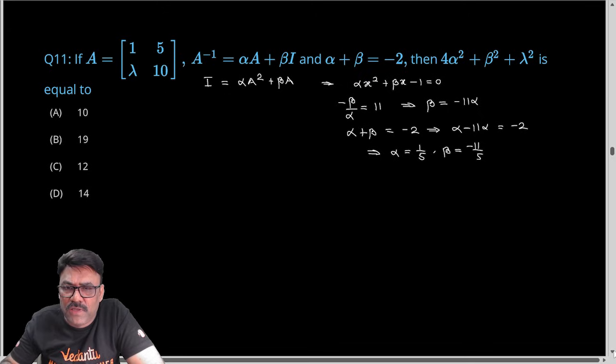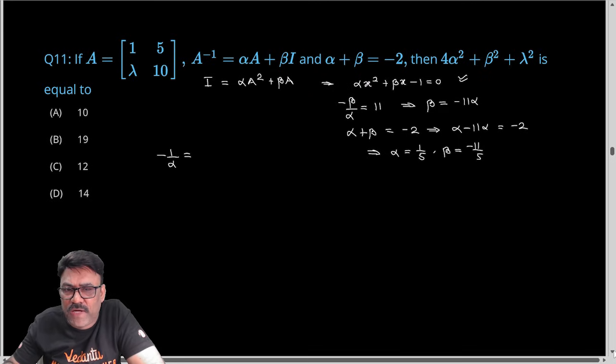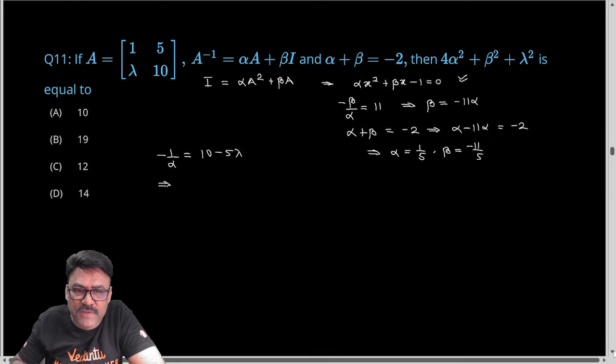One more thing, the product of characteristic roots, the product of eigenvalues, is equal to the determinant. So the product of roots of this quadratic is minus 1 by alpha. This is the product of roots of the quadratic, minus 1 by alpha. And it must be equal to the determinant of the matrix. Determinant of the matrix is 10 minus 5 lambda. Put the value of alpha here, 1 by 5. So I got minus 5 is equal to 10 minus 5 lambda, sorry. So this gives you lambda is equal to 3.